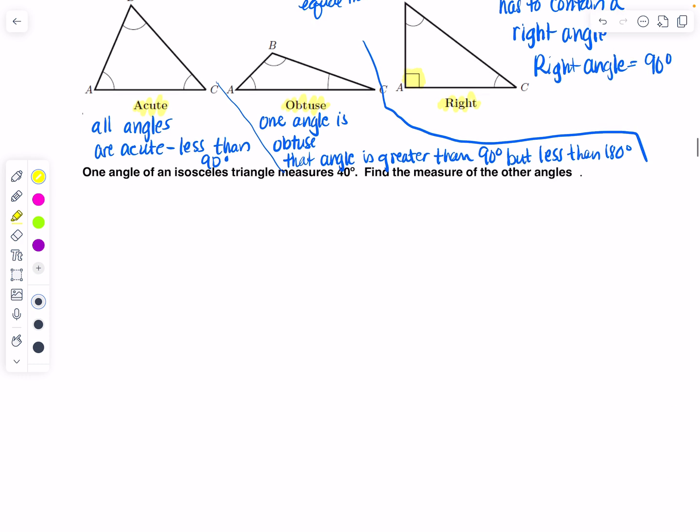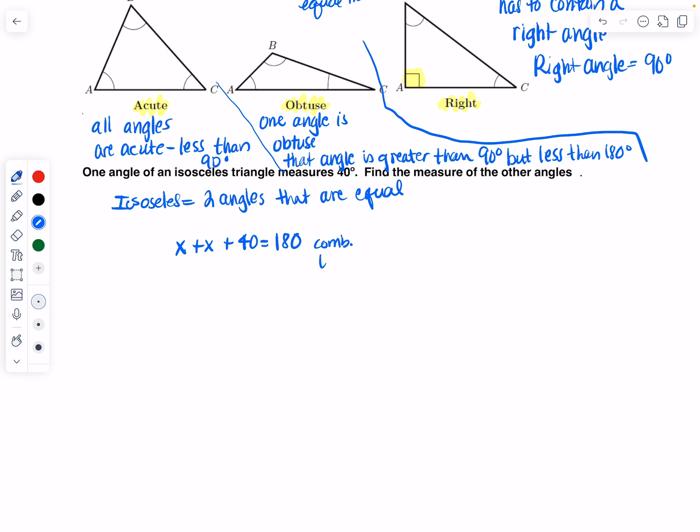So one angle of an isosceles triangle measures 40 degrees. Find the measure of the other two angles. So if it's isosceles, then that means that we have two angles that are equal. Okay, so how do I write this up? I'm going to do x plus x plus the given angle, which is 40 degrees, and that has to equal 180. So now I'm going to combine like terms. So x and x is 2x plus 40 equals 180.